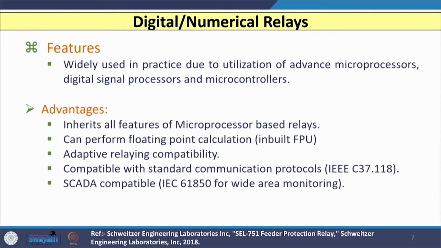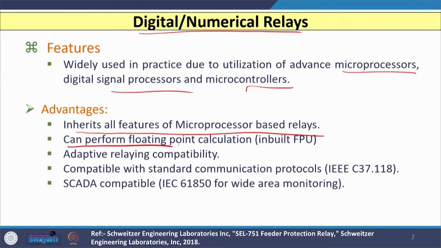Now, with these limitations of microprocessor based relays, let us move to the fourth generation of relay, that is digital or numerical relays. These relays are widely used by the utilities because of the advancement in microprocessors and digital signal processors and controllers. The important advantage of these relays is that they inherit all the features of microprocessor based relays. So, whatever advantages we have discussed for microprocessor based relays are also applicable for digital or numerical relays.